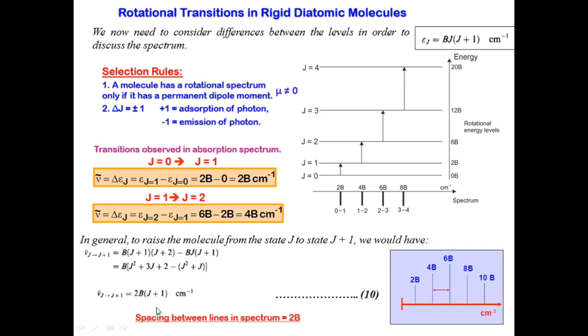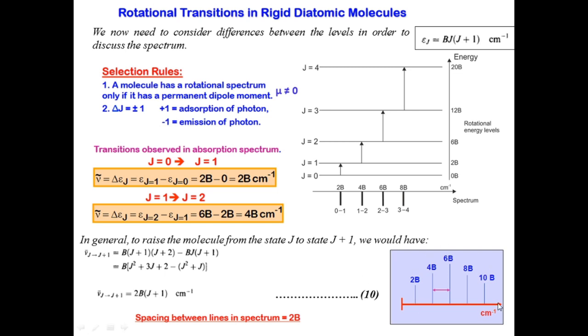So we can simply calculate using this equation. For the 0 to 1 transition, we substitute the value of J as 0. Then it becomes 2B into 0 plus 1, that is equal to 2B. For the transition from 1 to 2, the amount of energy absorbed is 2B into, for J we substitute the lower level value of the 1 to 2 transition, then it will be 4B.